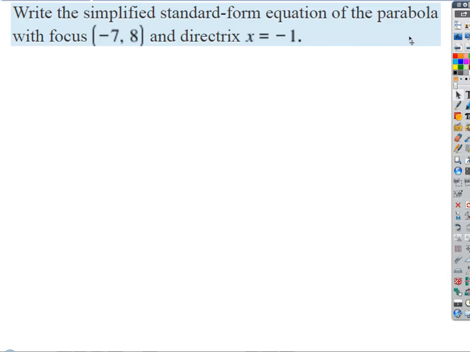Right, exactly. There you go, so -7 minus -4 would be negative.